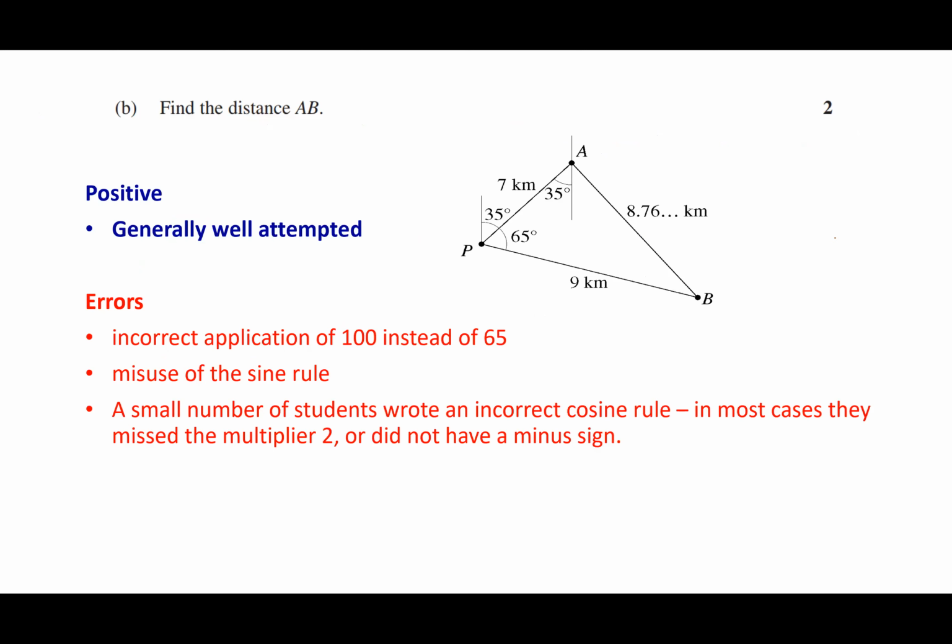So in part B, you needed to find the length, and that was, again, generally very well attempted. There were some errors with using the 100 from the previous information rather than the correct angle that they had of 65. There was some misuse of the sine rule instead of the cosine rule, and a small number of students who wrote an incorrect cosine rule. So generally that was missing the multiplier of 2 or the minus sign, just some mix up with that particular rule.